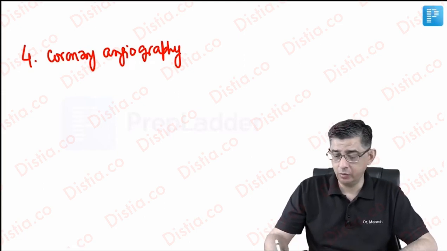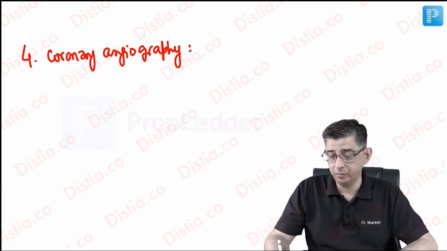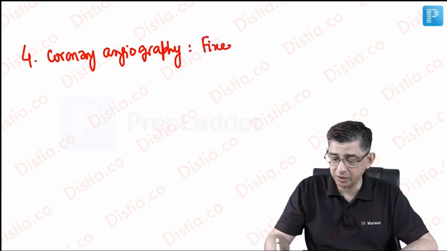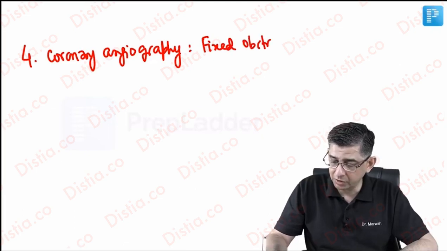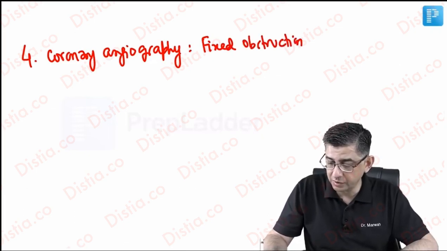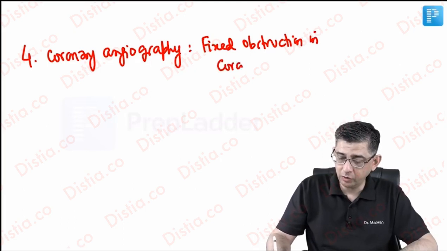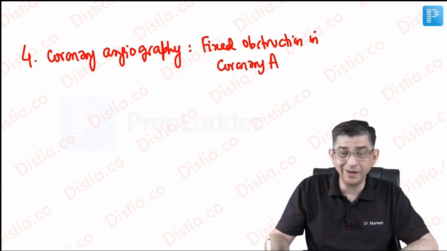So the main objective of the coronary angiography will be that we would like to pick up fixed obstruction, but this time the fixed obstruction is not in the valve, but in any one of the coronary artery or arteries of the patient.